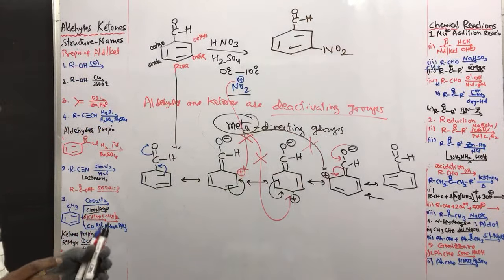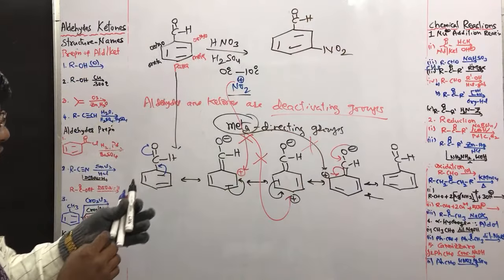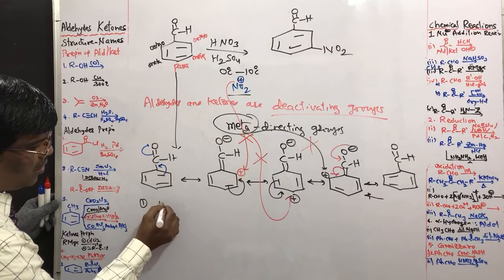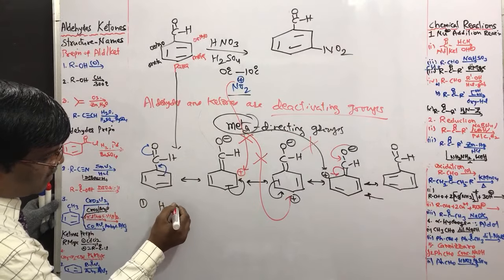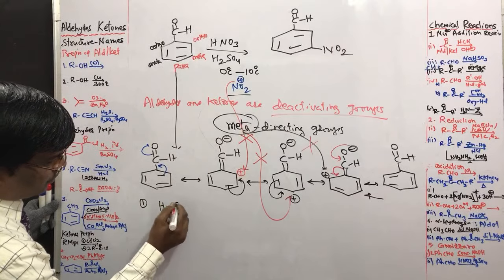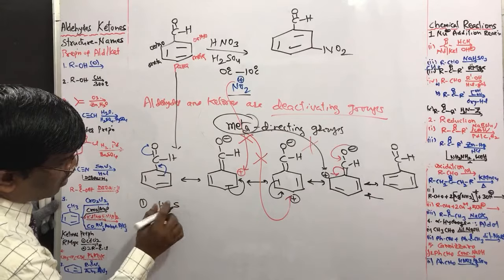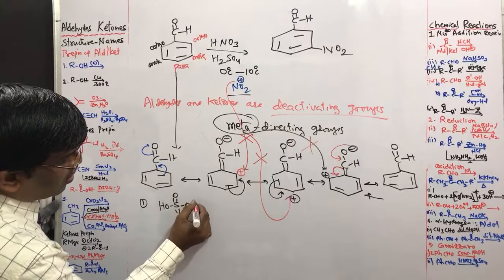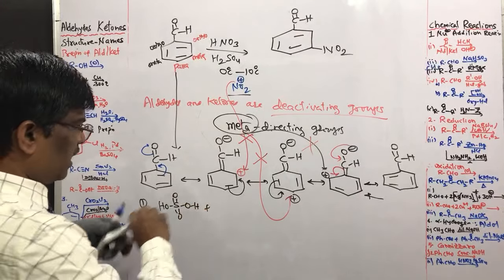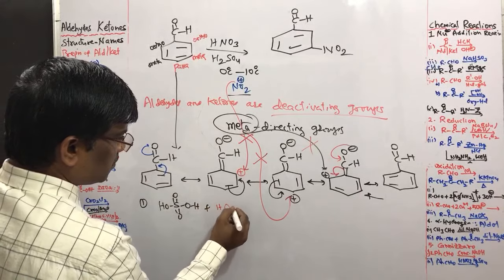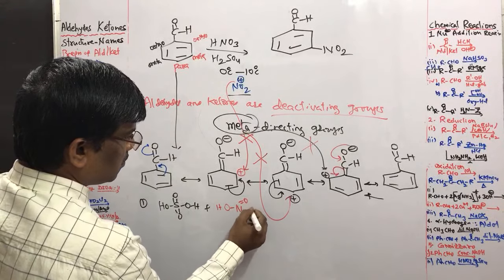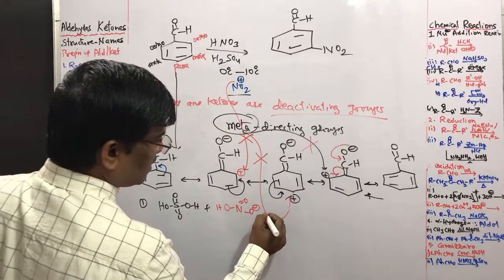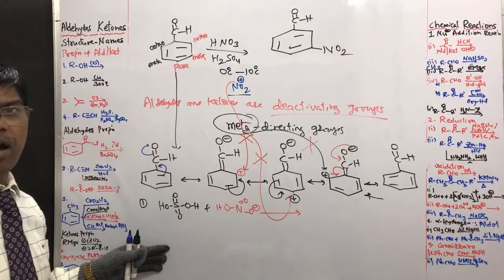Meta-nitrobenzaldehyde. If you want, what is the mechanism? The first step is generation of electrophile: H2SO4 plus HNO3. This is HNO3 and sulfuric acid. So in this case, generation of electrophile will have three stages.